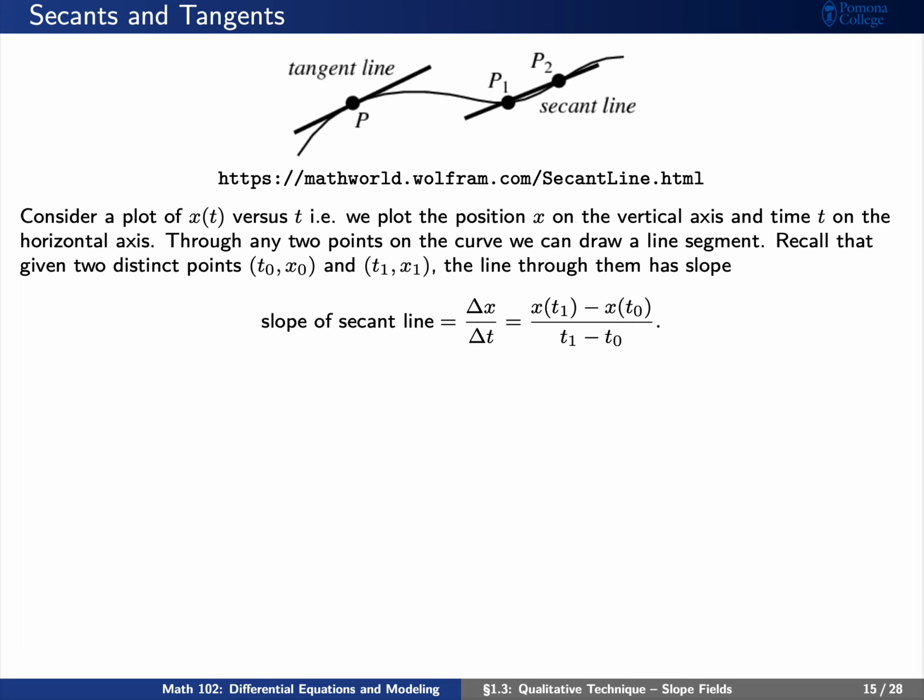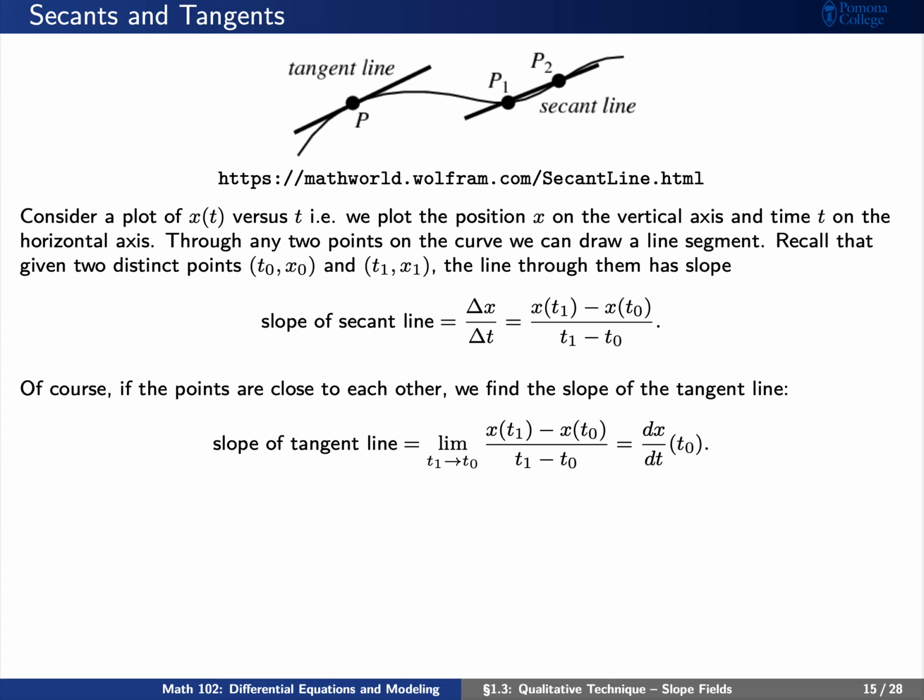where we'll plot the position x on the vertical axis and we'll plot the time t on the horizontal axis. Through any 2 points on the curve, we can draw a line segment. That is, given 2 points, call them t0, x0, and t1, x1, the line through them has a slope that looks like the change in x divided by the change in time. We can write this as x of t1 minus x of t0 divided by t1 minus t0.